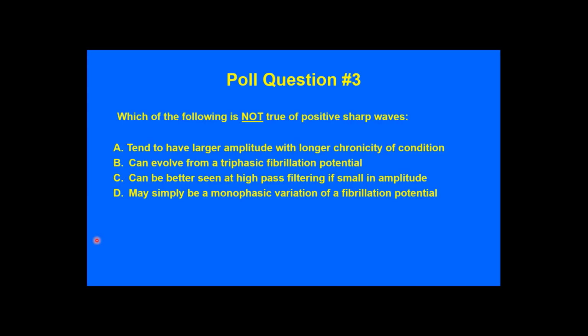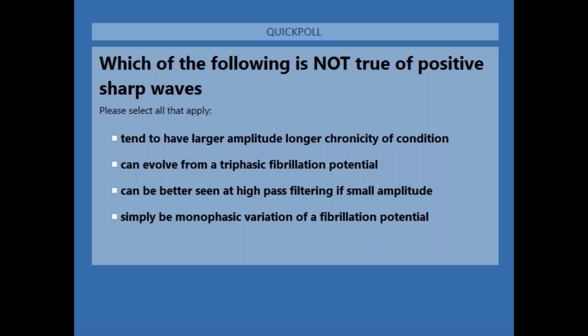Yes, we are. In this poll question, which of the following is not true of positive sharp wave? A, tend to have larger amplitude with longer chronicity of the condition. B, can evolve from a triphasic fibrillation potential. C, can be better seen at high pass filtering if small in amplitude. Or D, they may simply be a monophasic variation of a fibrillation potential. I will launch it for the audience to consider.